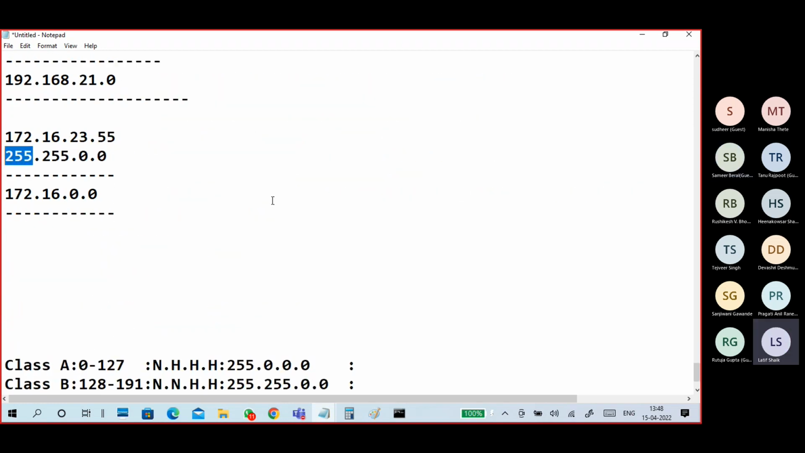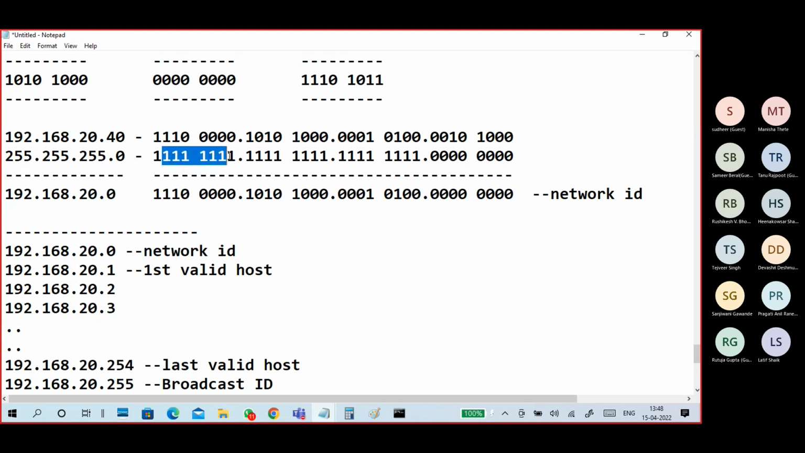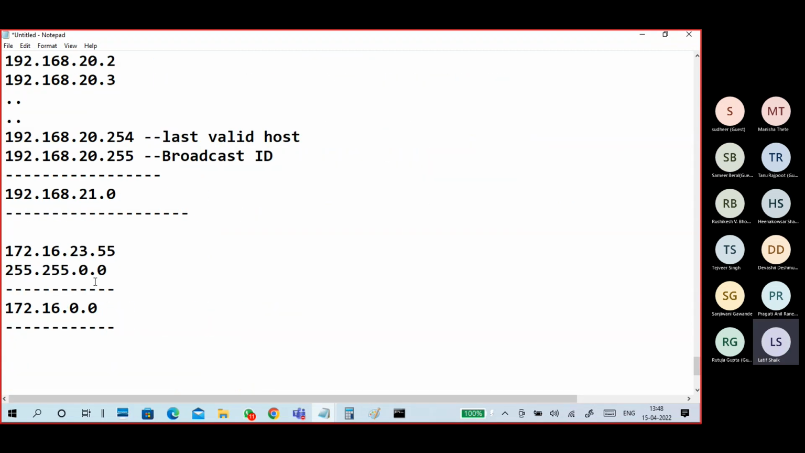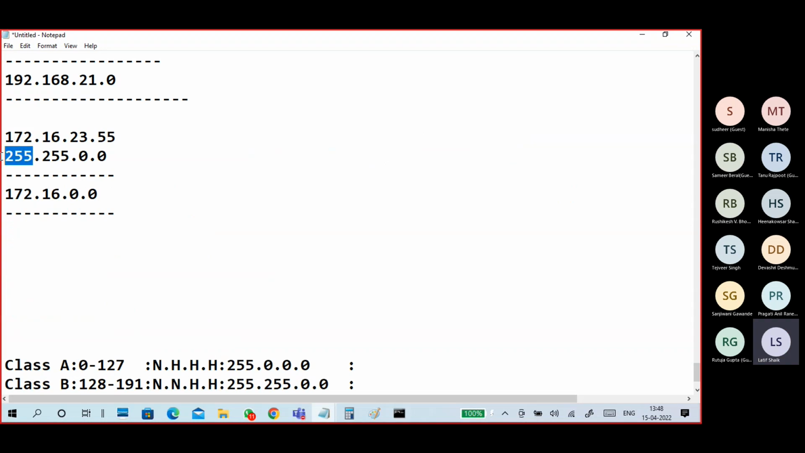Why did I write it directly instead of converting it? 255 is all ones. All ones means whatever the number is here, it repeats. 0, all zeros, whatever it is, it becomes 0 here. See, 255, all ones, whatever the number is, it repeats here. Same goes for this one also. But this is 0, meaning whatever the number is, it is 0 here. This is my network ID. So this is my network portion, this is my host portion, and this is the total network ID.